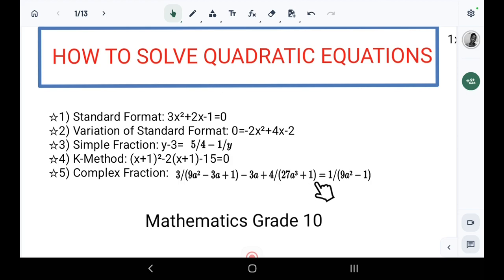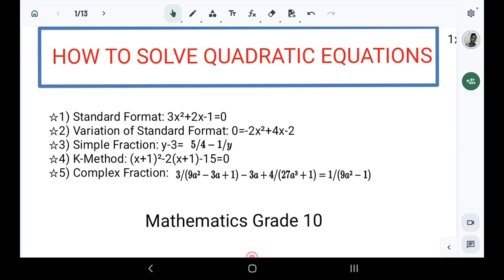In detail, we're going to look at quadratic equations that come in a standard format. You'll see what a standard format looks like in a few seconds. The next thing we're going to look at is quadratic equations that come in a variation of that standard format. You'll be able to spot it and fix it and solve it. Now, the third thing we're going to look at is quadratic equations that come in a form of a simple fraction. You'll be able to spot that and solve it.